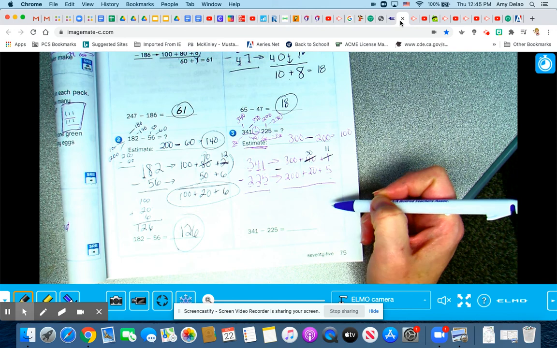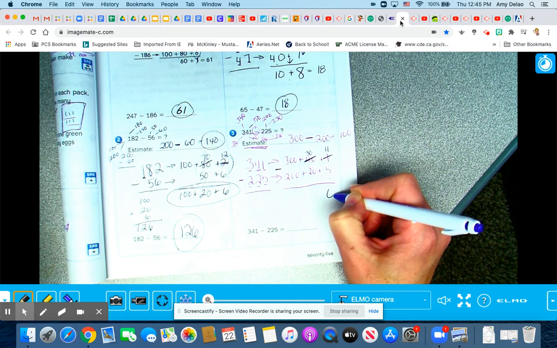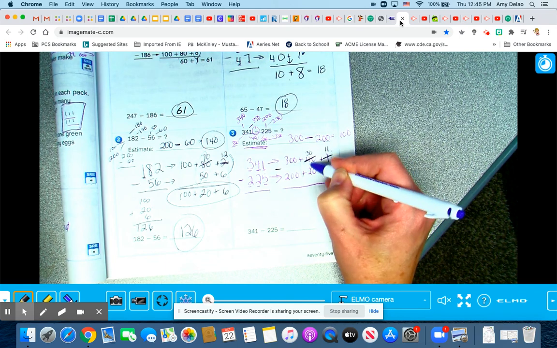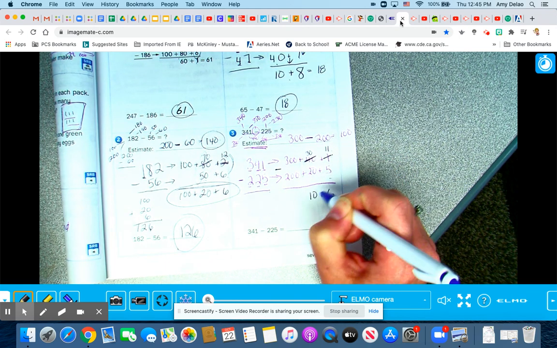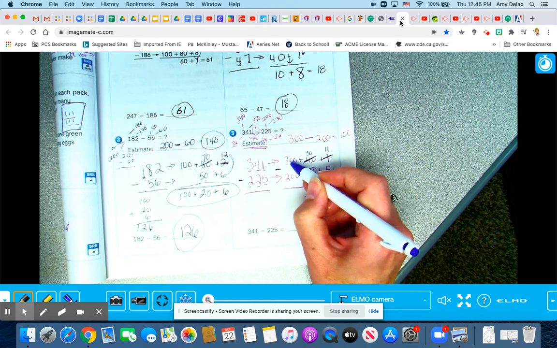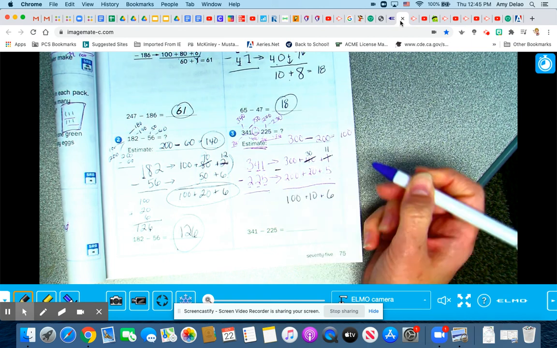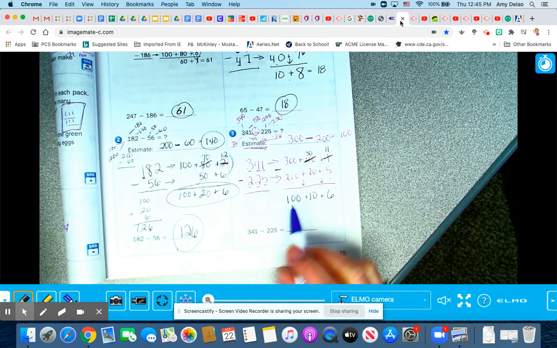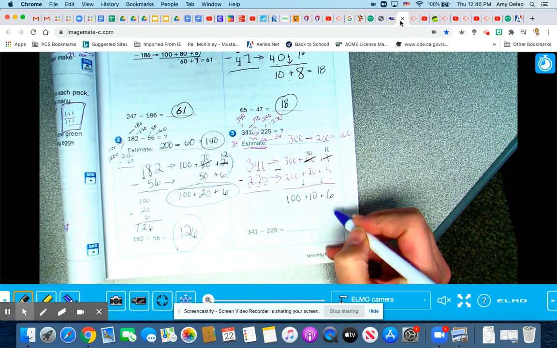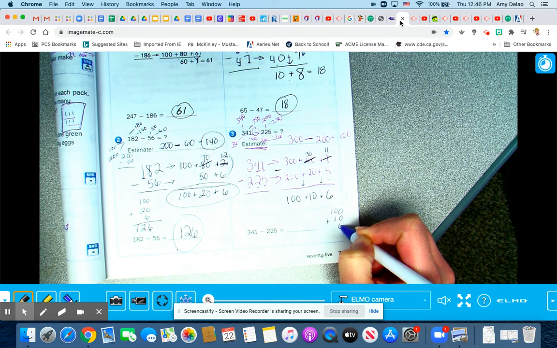Okay, so now I can subtract. So 11 minus 5, that is 6. 30 minus 20, don't forget your plus sign, that is 10. And then 300 minus 200 is 100. So you just bring down your plus signs in there so you can add up your answer. So that would be 100 plus 10 plus 6.